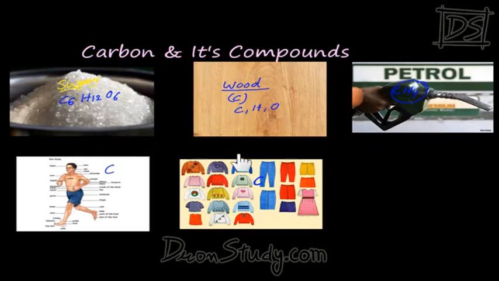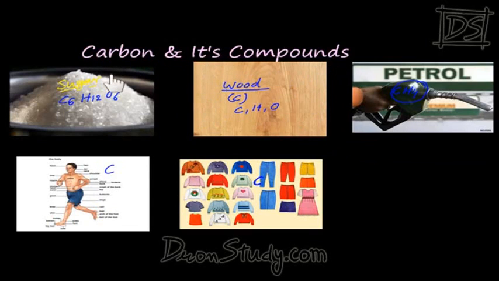Carbon is present everywhere. Sugar contains carbon, wood contains carbon, petrol, and even our body. Our body is in fact made up of carbon. Our food is made up of carbon. That means carbon is such an element which plays the most important role in our daily life. Carbon is present in everything. So carbon has a lot of compounds which we use in different forms. We will deal with all these compounds in this chapter named carbon and its compounds.